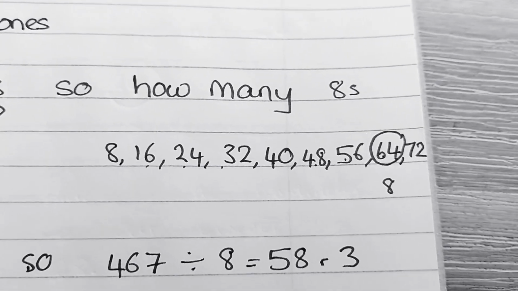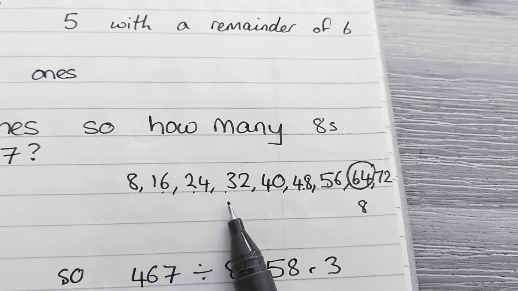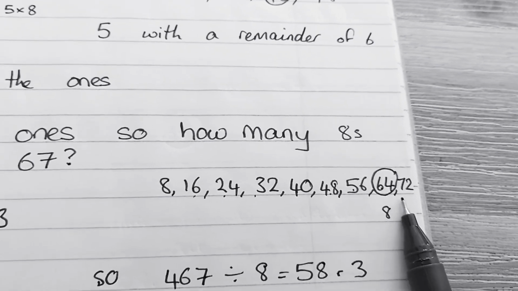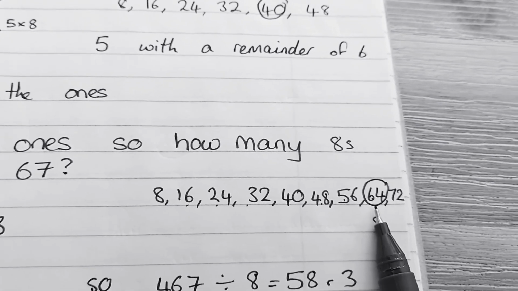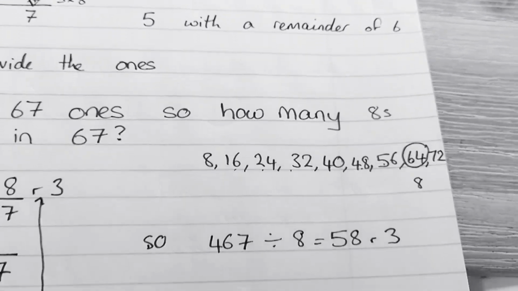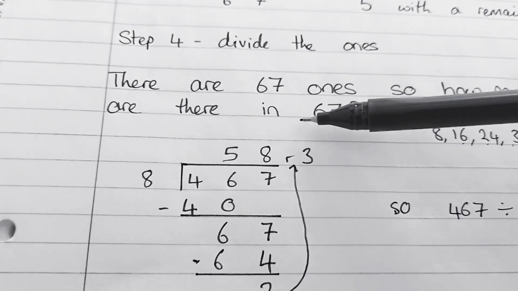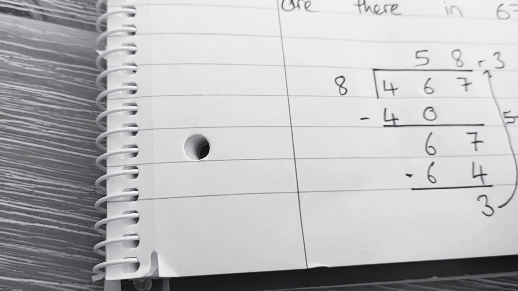So again, the 8 times table, we've got 8, 16, 24, 32, 40, 48, 56, 64, 72. 72 is too far because we wanted 67, so we go back 1. That's the 8th multiple. So I've got my 8 in here. I write in my sum, so that was 5 times 8. And this one is 8 times 8.